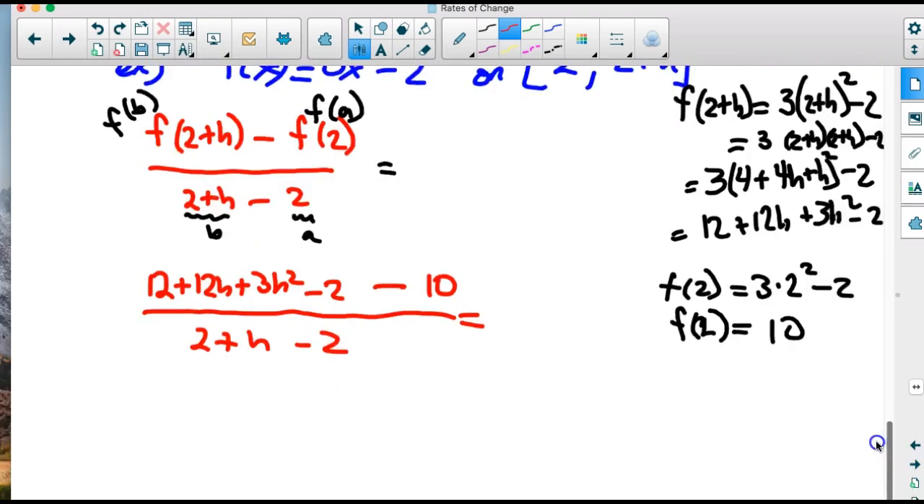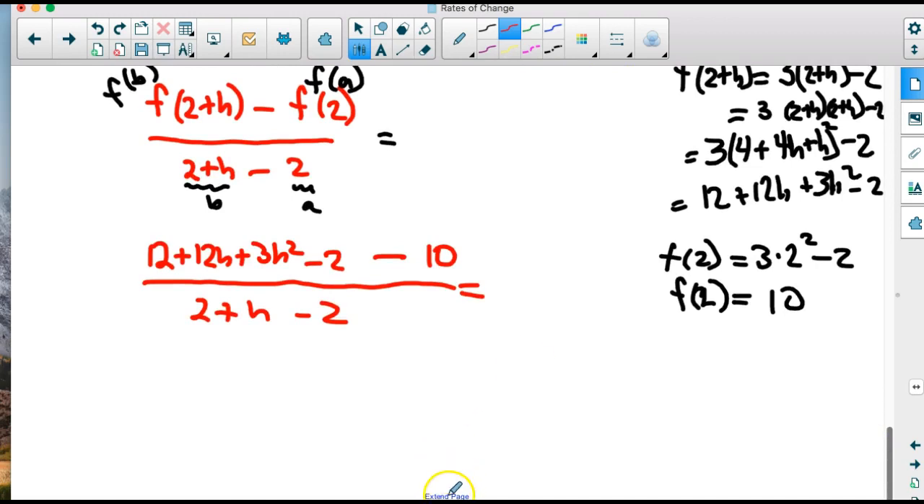So to do that, we're going to combine all our like terms. So we have some constants we can combine. 12, we have a constant 12 here, and minus 2, minus 10. In that case, they all drop out. 12 minus 2 is 10. 10 minus 10 is 0. So we're going to have 12h plus 3h squared left on the top. And the bottom, 2 minus 2 is going to drop out. We're going to leave h on the bottom.